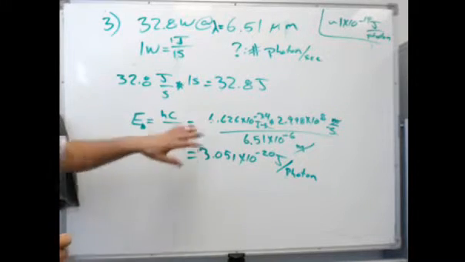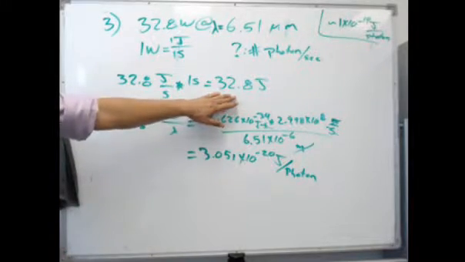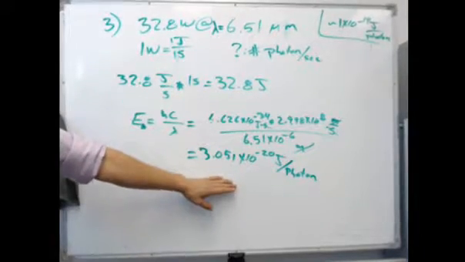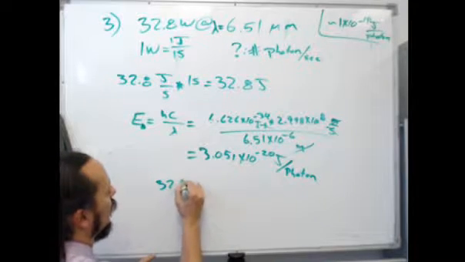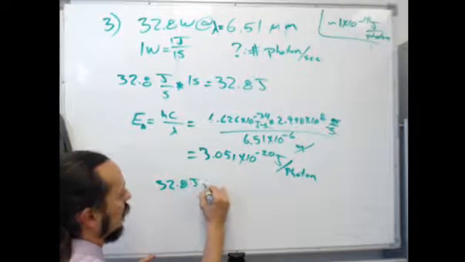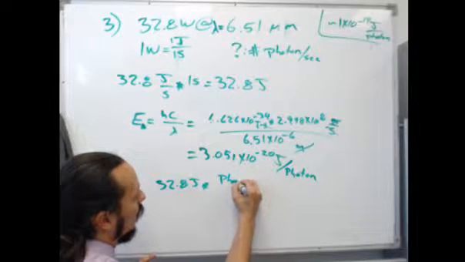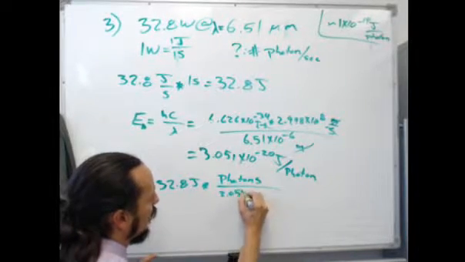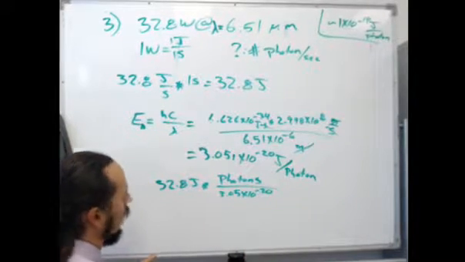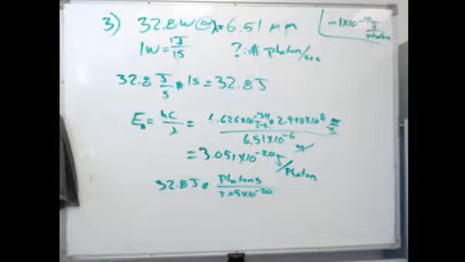They get this unit of energy, and then they don't know what to do with it. But knowing that this is joules per photon, and this is the joules we want, we just take the joules we want, divided by the joules per photon, and we get a number of photons. So we get the 32.8 joules divided by 3.05 times 10 to the minus 20. That's going to get us like 10 to the positive 21.